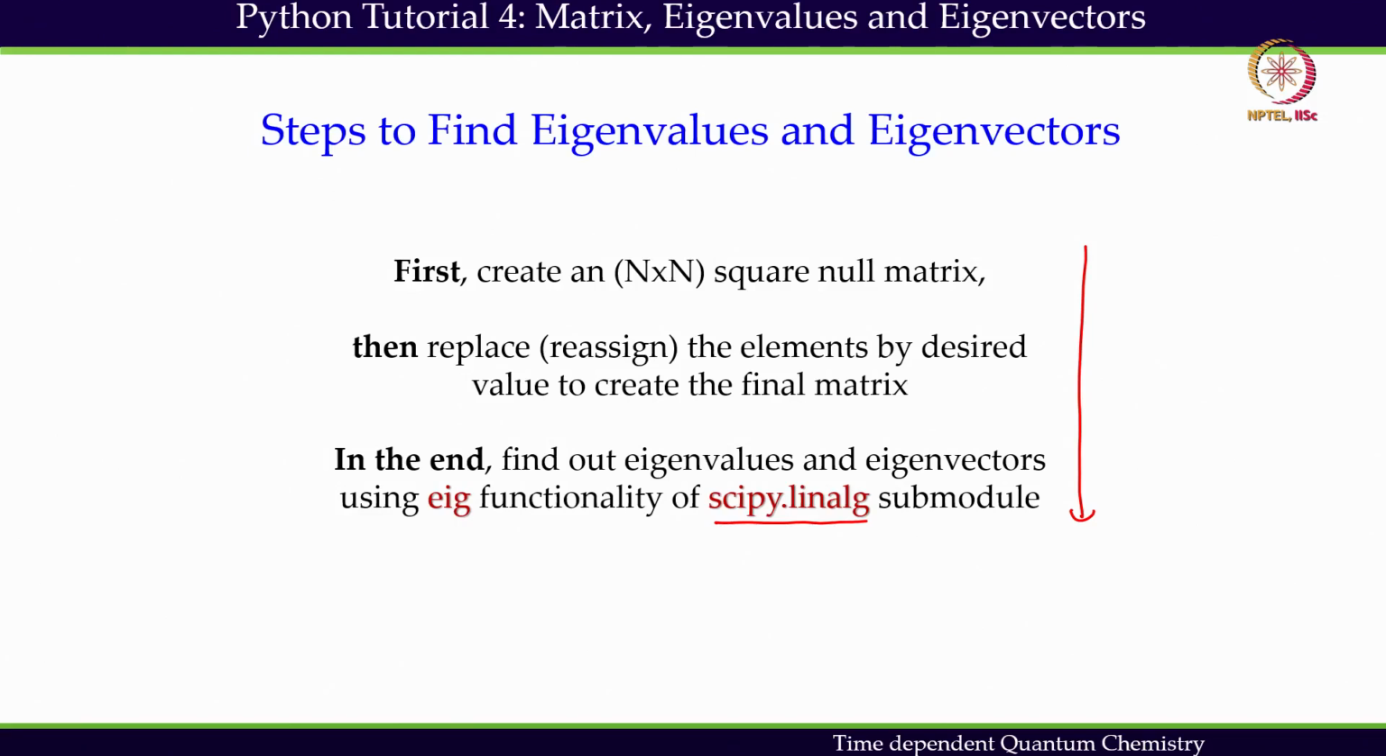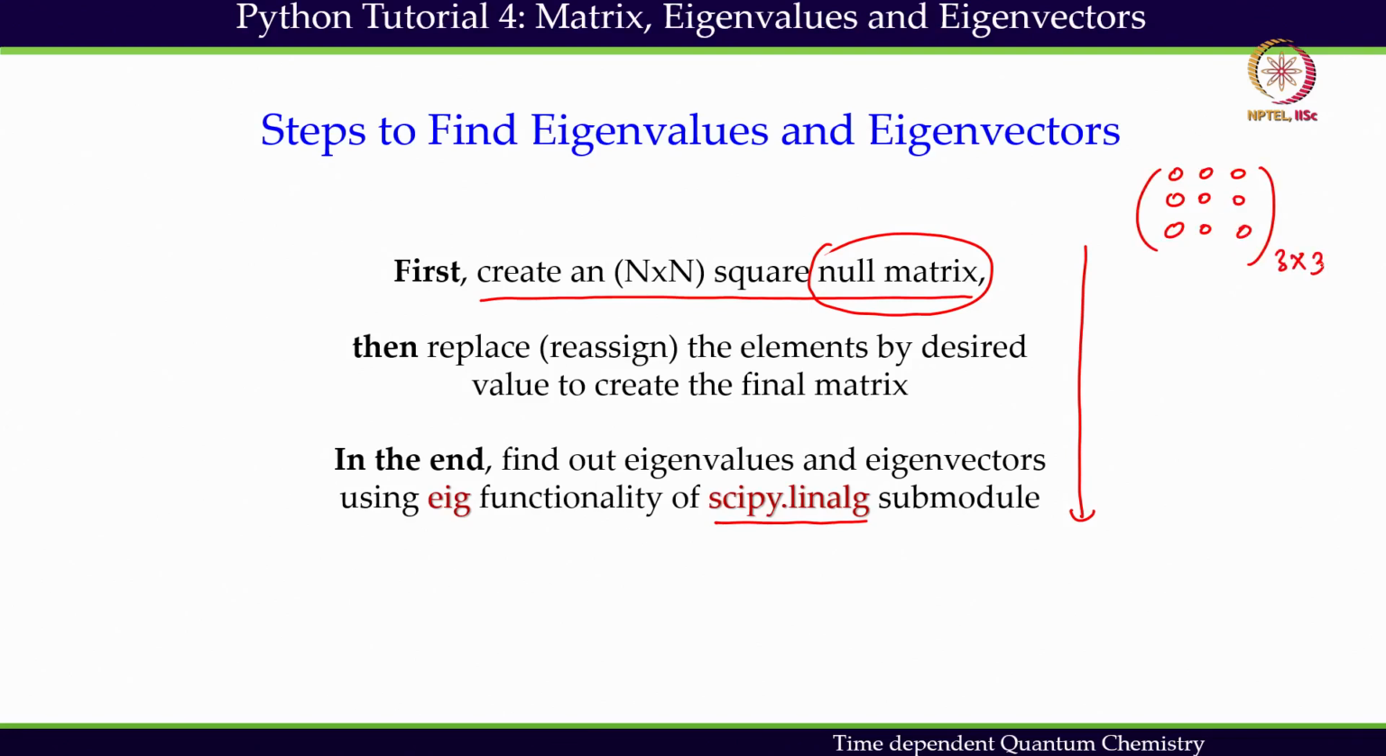So, what are the steps we are going to follow? First, we have to create an n by n square null matrix. This is something you should remember. First we will create the null matrix. A null matrix is a matrix where all elements are 0. Here I am writing a 3 by 3 matrix where all elements are 0. So, we will prepare the null array first of the same dimension, 3 by 3. Then we will reassign the elements with the desired values to create the final matrix.